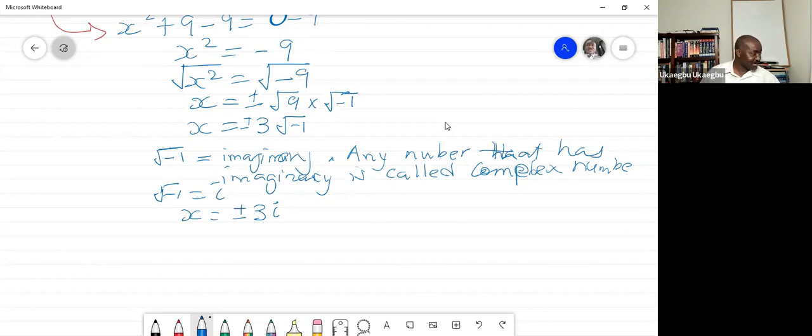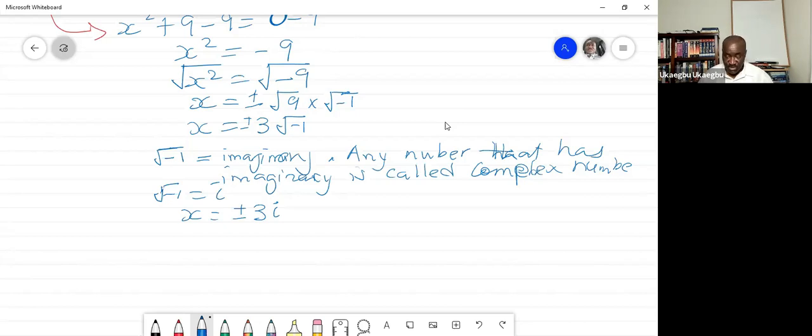Okay, now the problem becomes: how do we solve quadratic equations that result in imaginary numbers? How do we solve it? Or how do we manipulate imaginary numbers or complex numbers? How do we manipulate complex numbers?